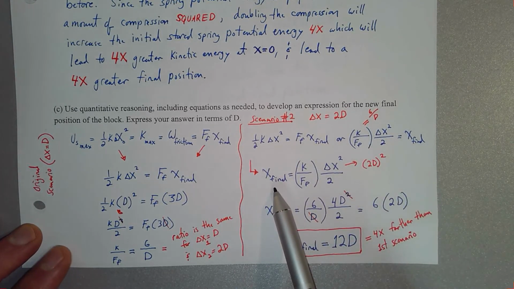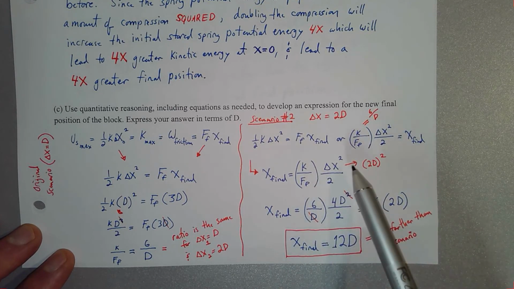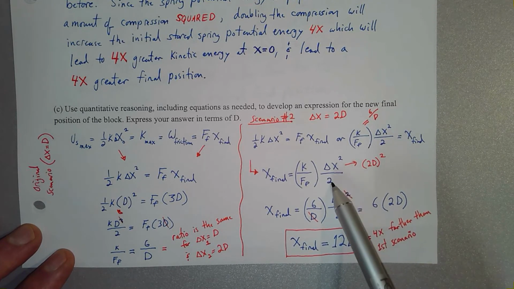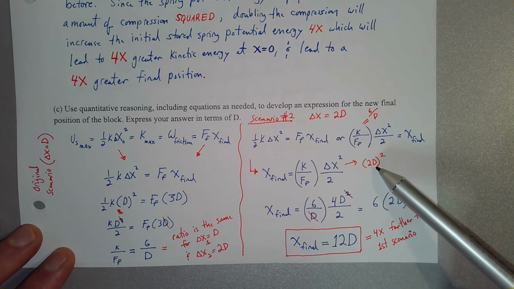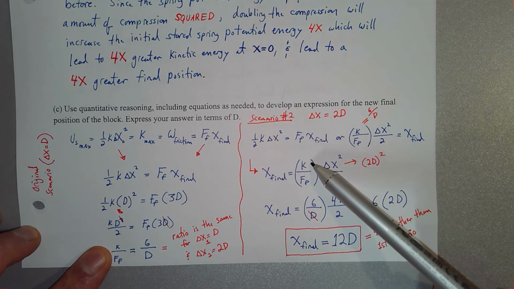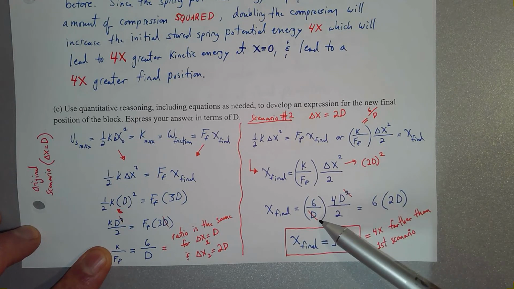So we get this, right? Final position equals the ratio of k, the spring constant, divided by the frictional force, multiplied by the compression squared divided by 2. For the second scenario, remember that delta x is 2d. It's not d. And remember, we just found out down here that the ratio of k divided by the force of friction is 6 over d. So we just substitute that in there.